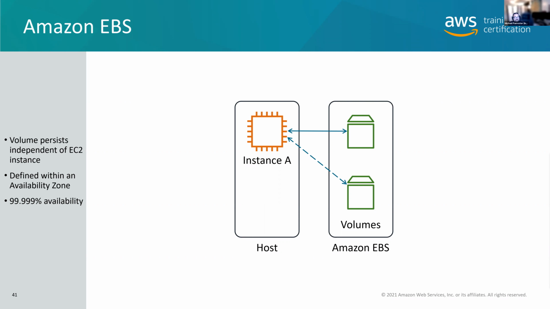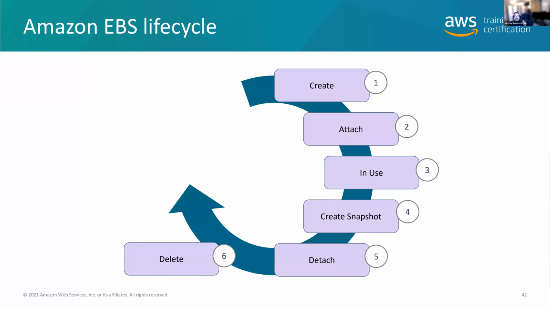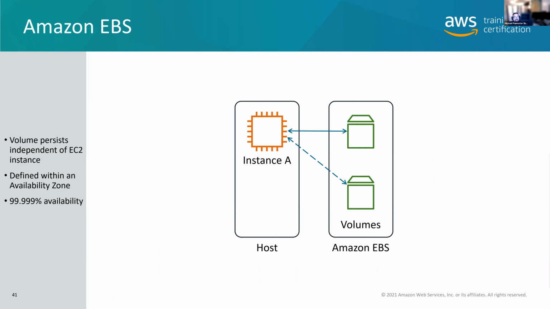Now, EBS, by the way, can be created, attached, used, snapshotted, detached, and then deleted, right? So just note that you have to attach it and detach it in order to get it to hook into the virtual machine. There is a thing, by the way, called multi-attach, which is very rarely used, where you can hook up one EBS disk volume to multiple virtual machines in the same availability zone. But please be careful with that.